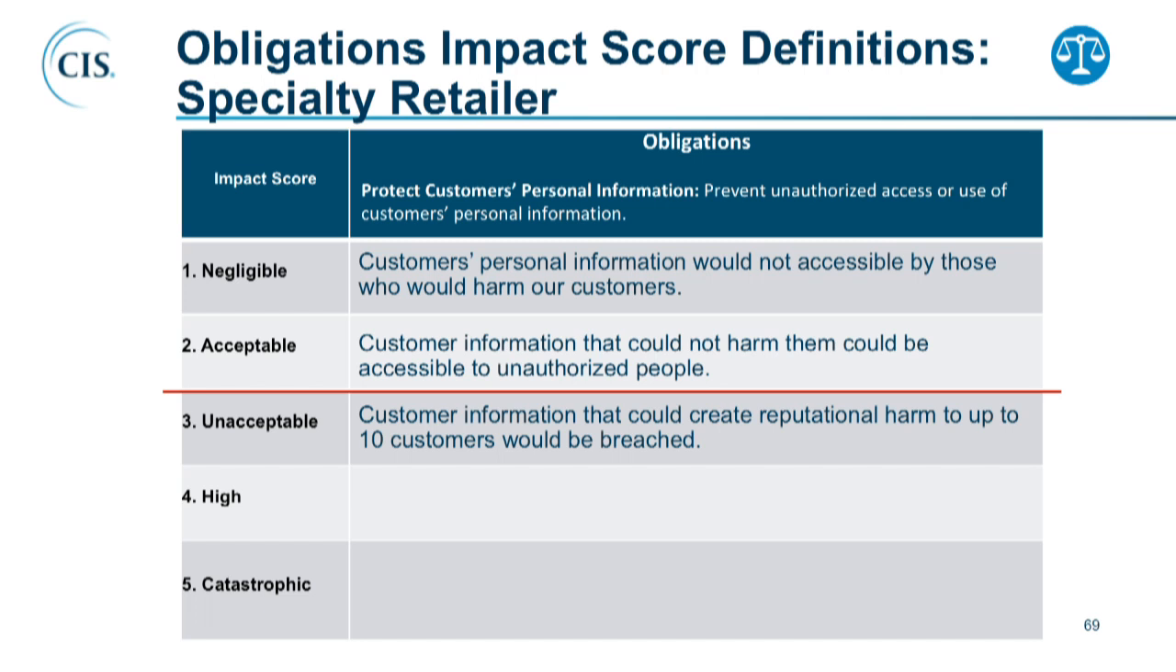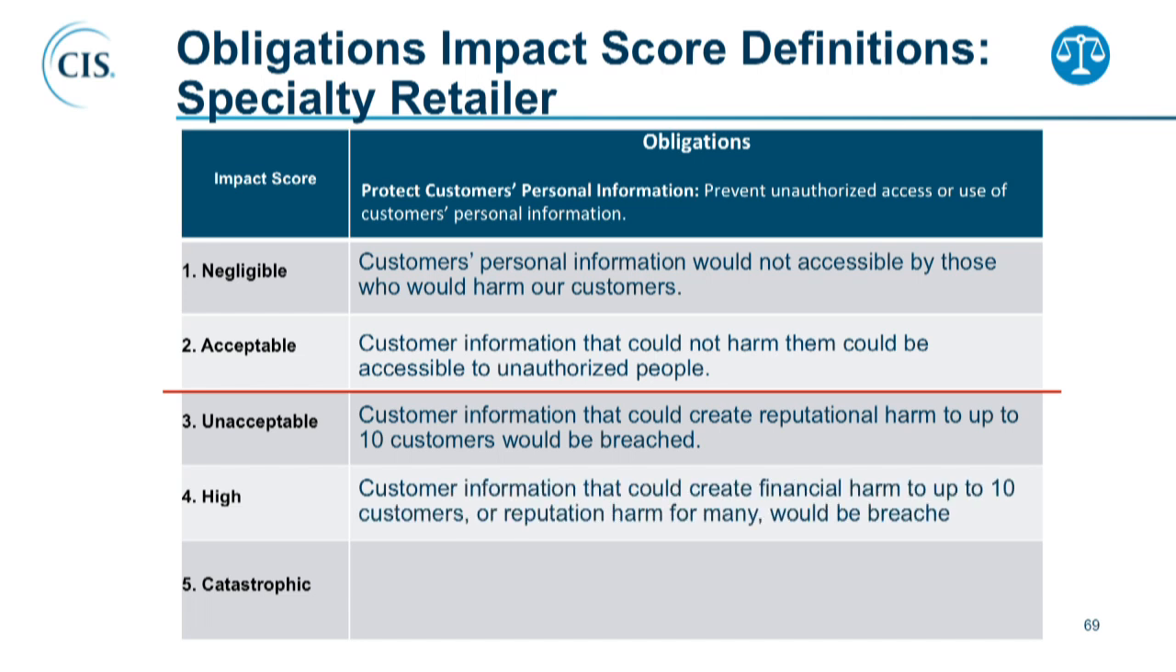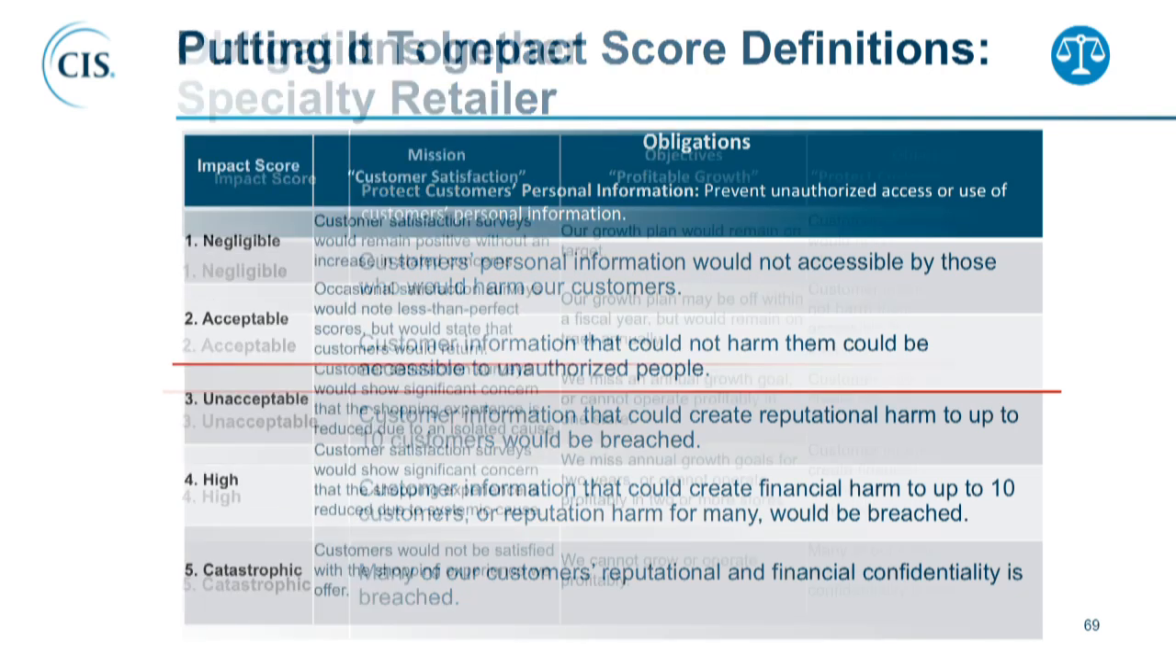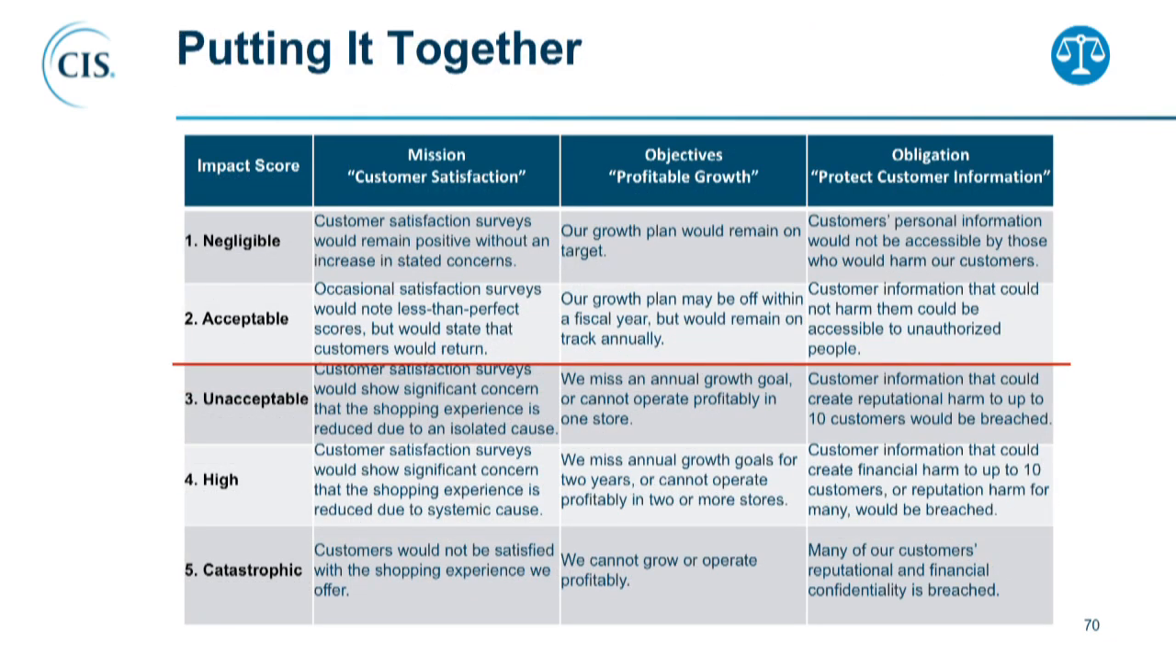High might be, if you can click again, customer information that could create financial harm to up to 10 customers or reputational harm for many. And then the last one, catastrophic. Many of our customers' reputation and financial confidentiality is breached. It's bad for them, it's bad for us. Now, if we click again, we'll see that this all comes together. And there's something pretty great that happens.